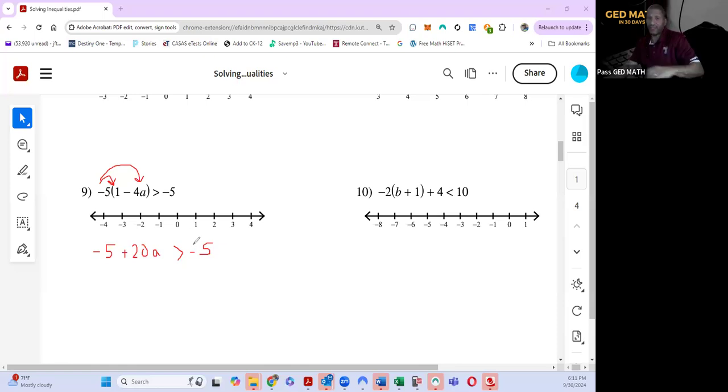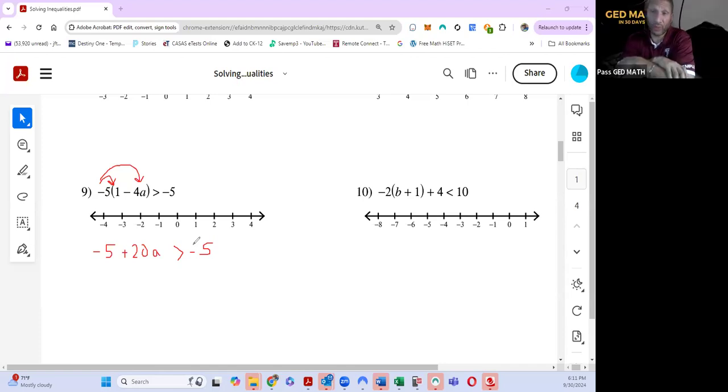Adelina and Javette, do you understand that first step, when we use the distributive property? Yes. I still get kind of confused with the two negatives. So all you have to remember: when you're multiplying or dividing signed numbers, same sign is positive, different sign is negative. That's it.